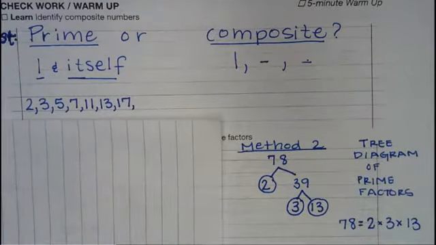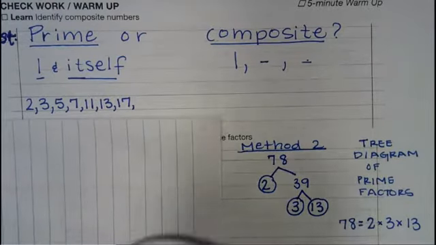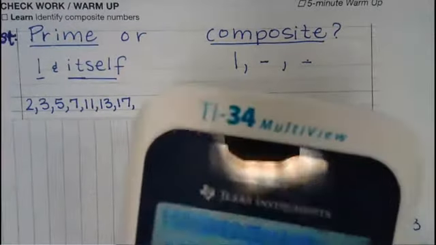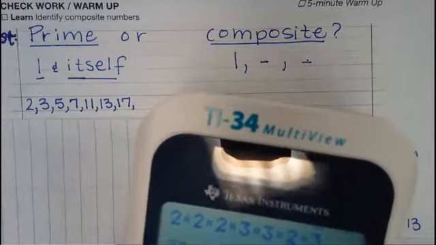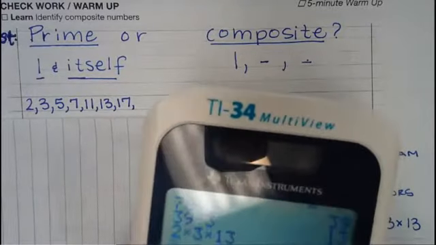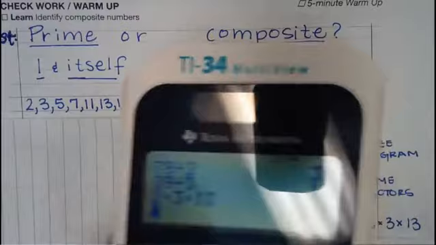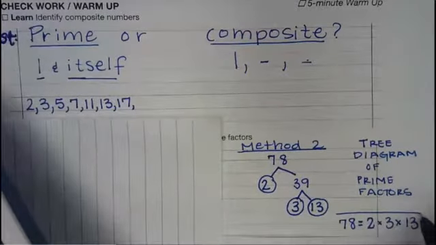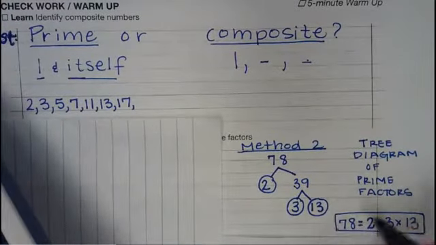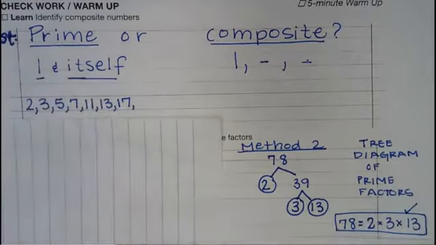And then again, I would want to check it on my calculator and say 2 times 3 times 13 is 78, which we checked on the other problem. So I can put a check mark by that I have checked my answer.